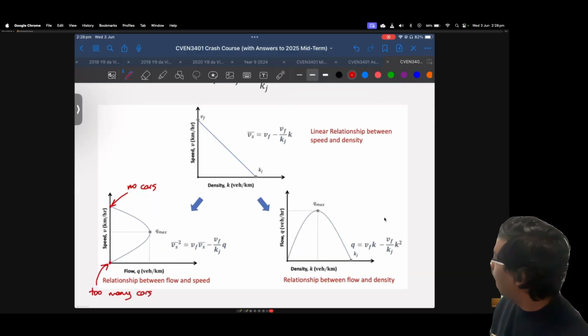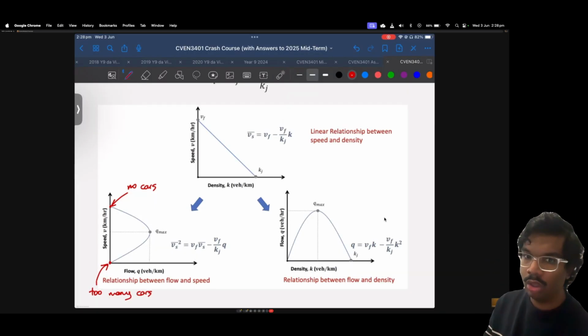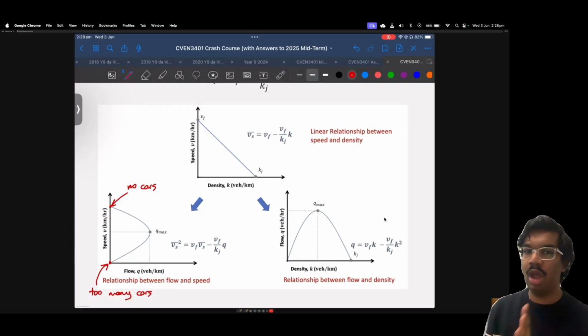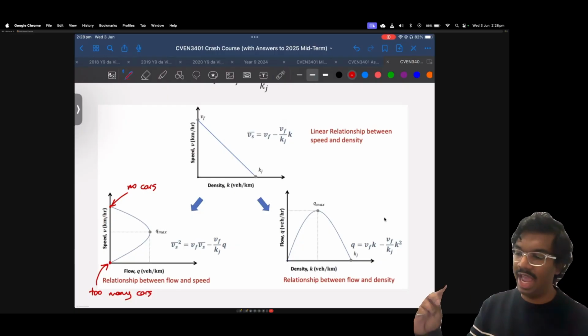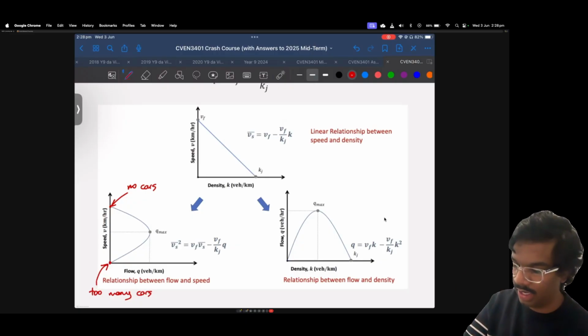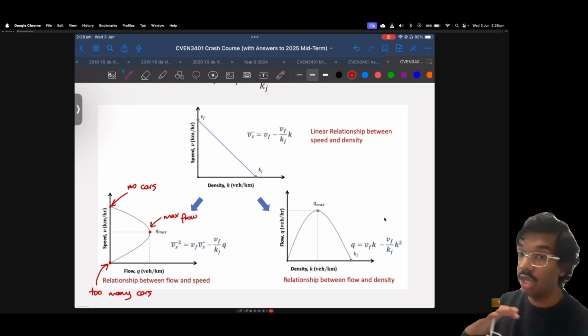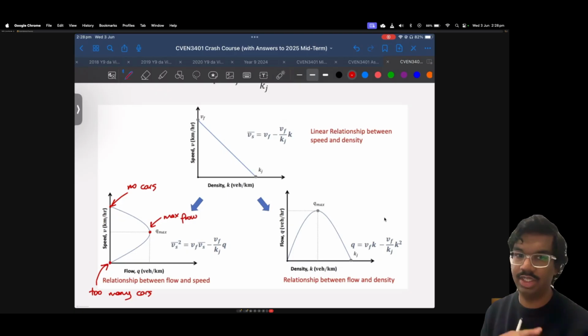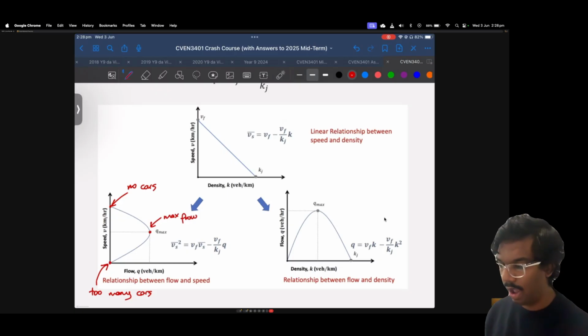In the middle, between those two, we have the perfect scenario where we have not too many and not too few cars, and we have maximum flow. It's like Goldilocks. This is maximum flow, max flow. And again, this only holds if it's the Green-Shields model, so you can't apply this in every situation.